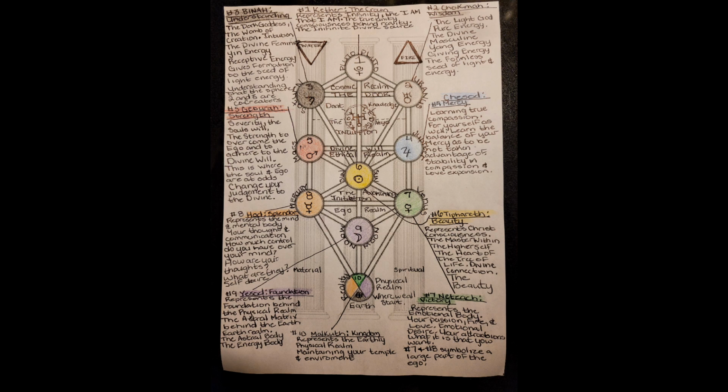So, moving on from spear 3, we have spear 2. And spear 2 is colored gray, and it's ruled by the planet Uranus. Spear 2's name is Chokmah, which translates to wisdom. It is the light god of pure energy. It represents the divine masculine. It's the yang energy to the yin and yang. It gives energy to the formless seed of light and energy.